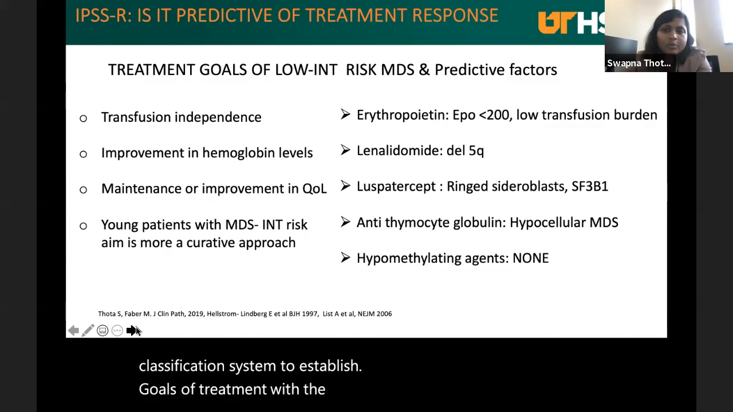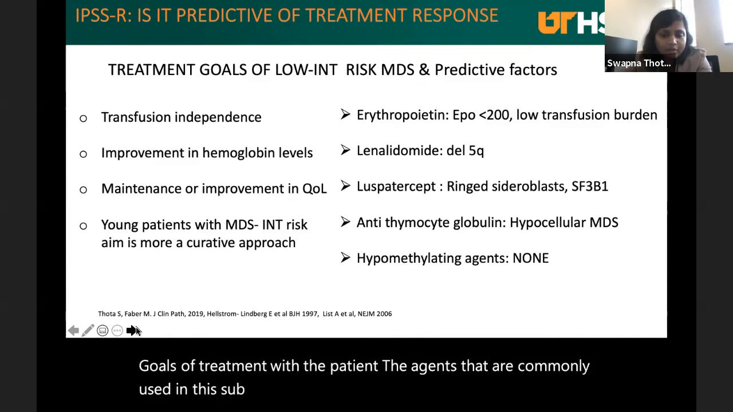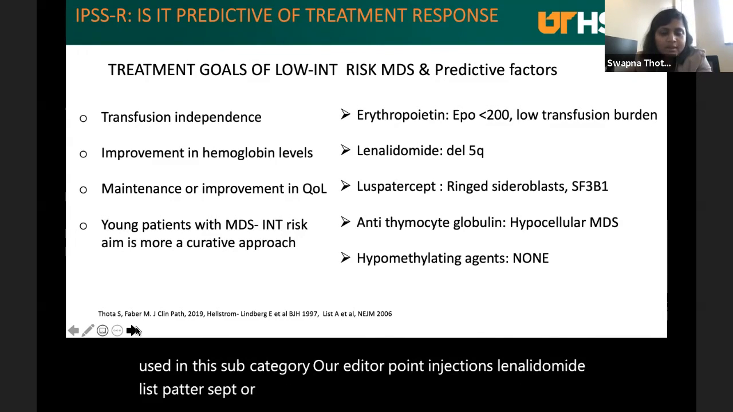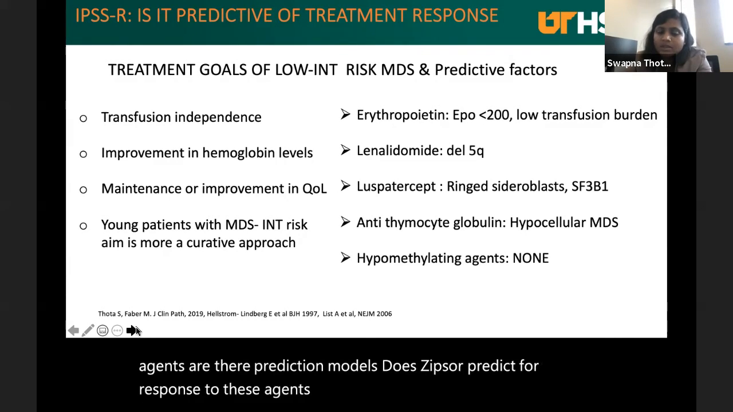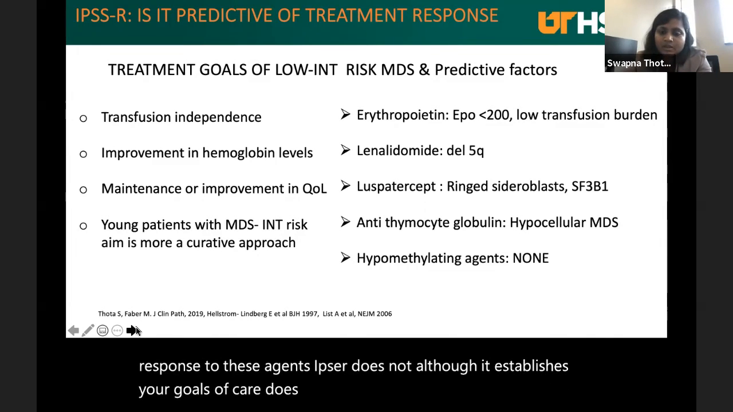The agents that are commonly used in this subcategory are erythropoietin injections, lenalidomide, luspatercept, immunosuppressive drugs, and hypomethylating agents. Are there prediction models? Does IPSS-R predict response to these agents? IPSS-R, although it establishes your goals of care, does not predict response to these agents.